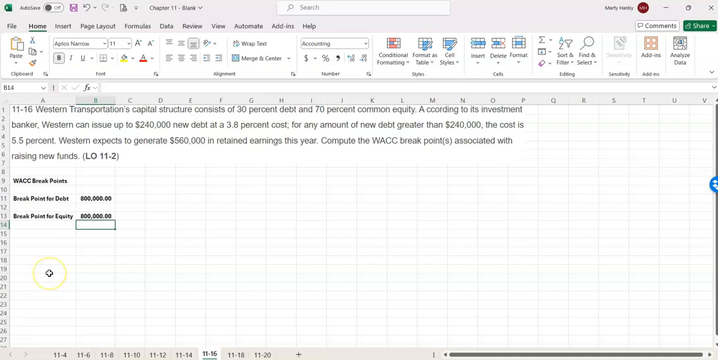So if the company were to need to issue any more than $800,000, it would have to consider both the 5.5% and then whatever the cost of new common equity would be.